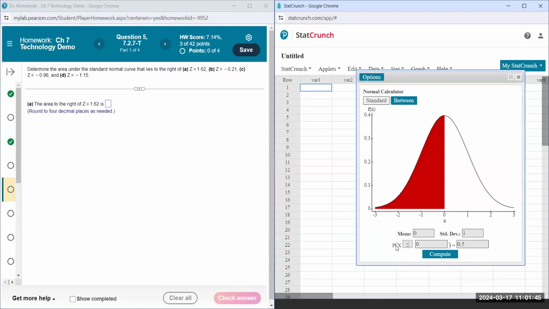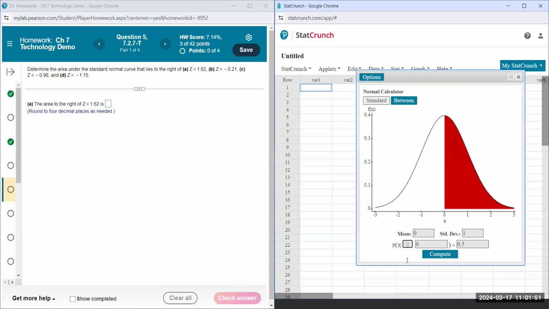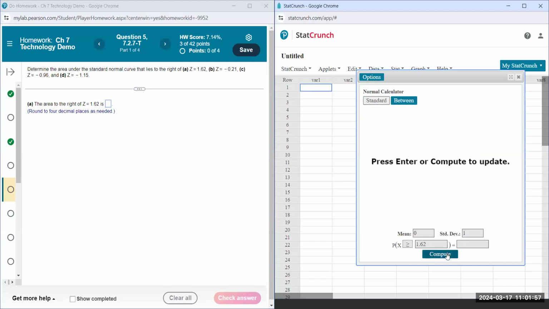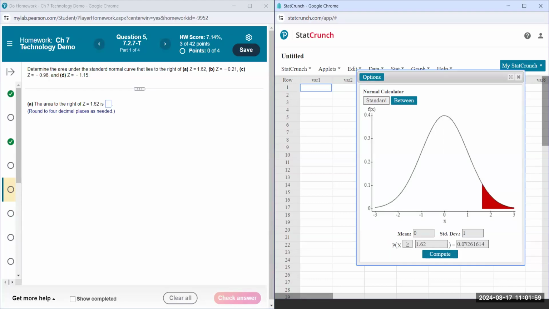that's the X here. So see where the X is. And we want to know to the right. So right now it's shading to the left. We want it to shade the right-hand side. And we want to move it to 1.62 standard deviations. Compute. And this here will be the probability, which is the area that space is taking up.